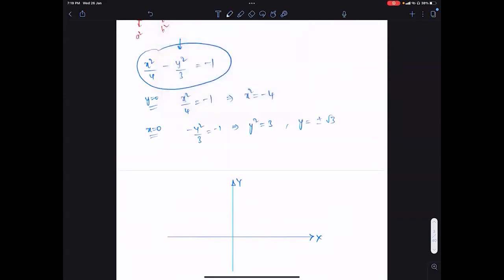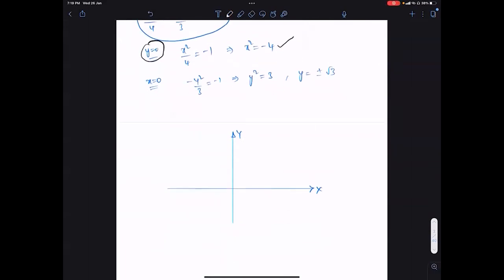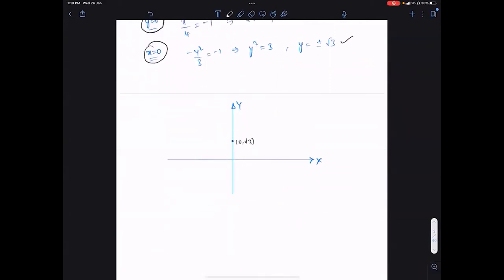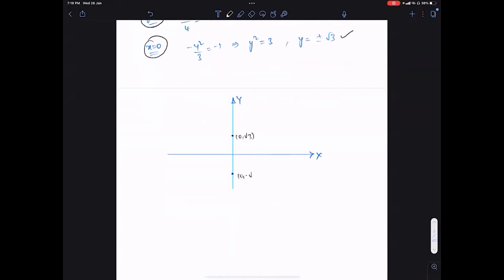How do you decide whether this hyperbola will intersect the x-axis or y-axis? By putting y equals 0, we are not getting any real x. So on this graph the y coordinate will not be 0, which means no point on the x-axis. Now if you put x equals 0, you are getting y as root 3 as well as minus root 3. So this hyperbola will look something like this, opening up and down. Just by substituting x equals 0 and y equals 0, you can find out how the hyperbola looks.